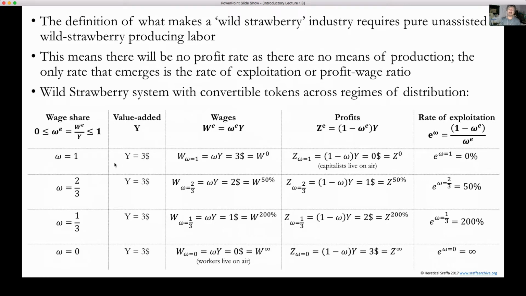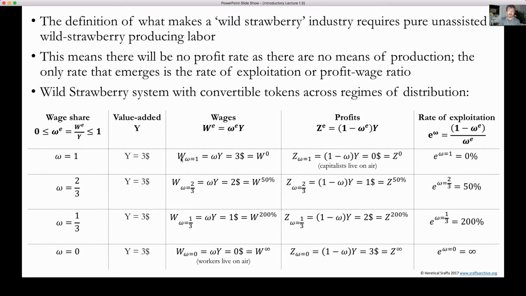And so you can see here, this table shows the wild strawberries industry associated with different regimes of distribution. The first column has your wage share. It goes from a wage share of unity, which is pure wage remuneration, all the way down to a wage share of 0, which is going to be zero wage remuneration or pure profit remuneration. This is going to be your value added. This is going to be the wage rate. This is going to be the wage share. The wage bill.